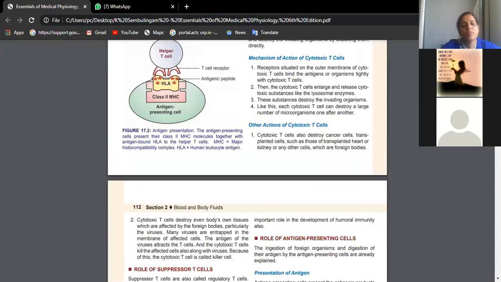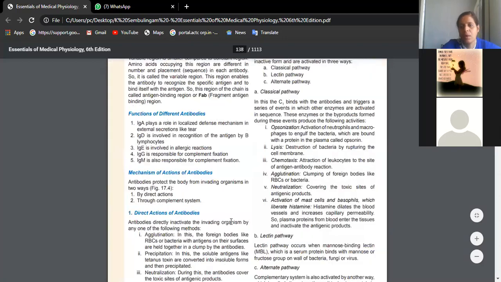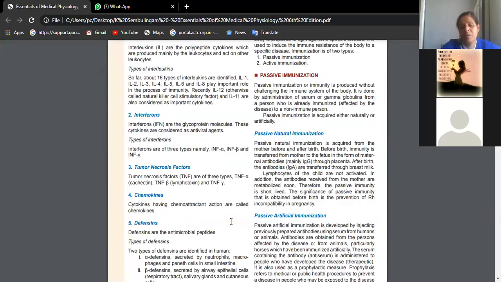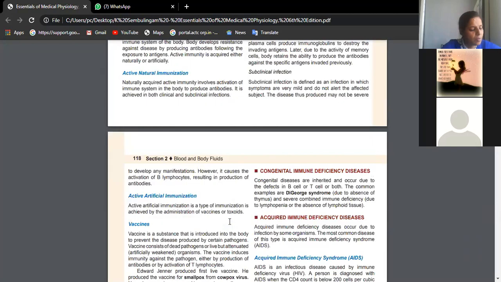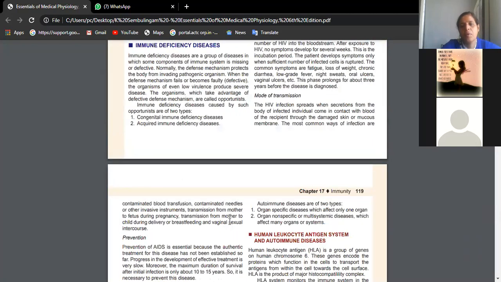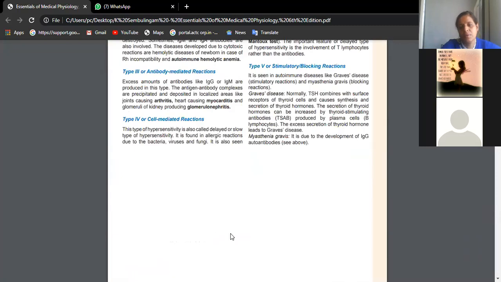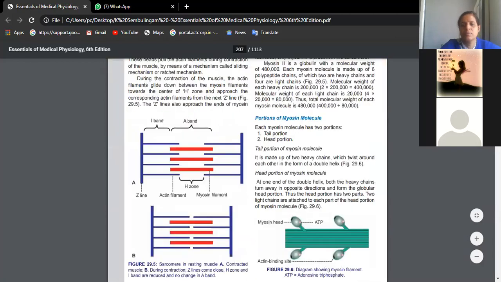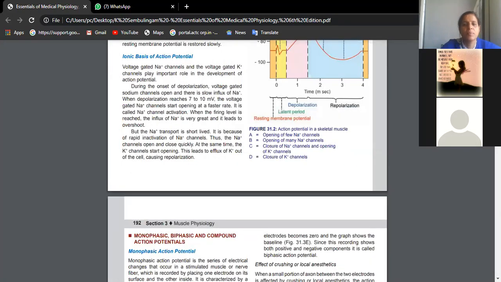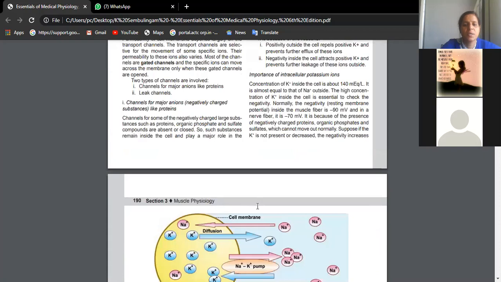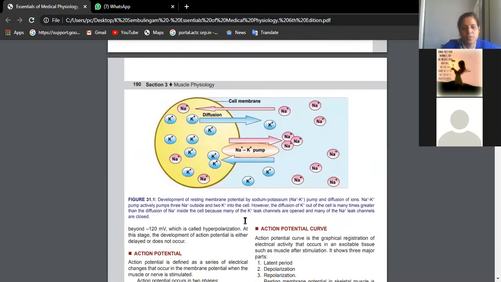Page 189, nephron. Where is beta hCG? In the DCT, ma'am. Anything, anywhere else you have seen for the formation of action potential? This one, isn't it? Did we speak here? Yes, ma'am. Muscle physiology.